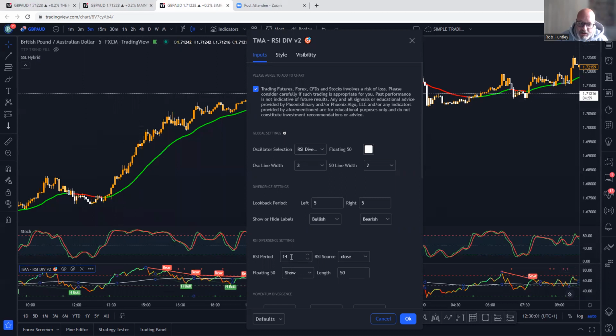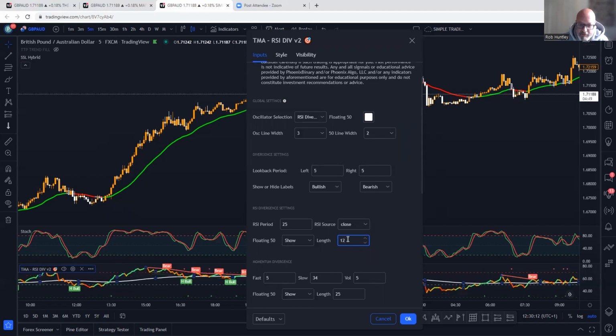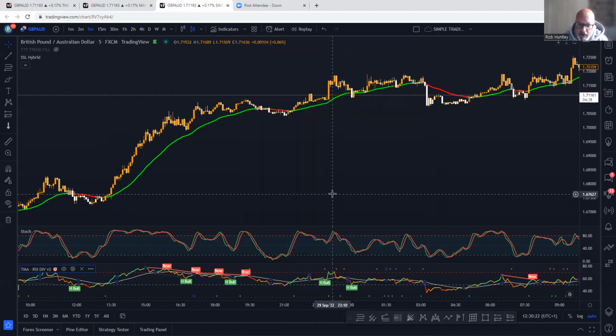But what I've actually done is changed these settings on here. Everything else stays the same. I've changed that to 25 and 50 to 12. And I've also changed the widths of these from 3 to 2 and from 2 to 1. And then hopefully you can see why in a moment.